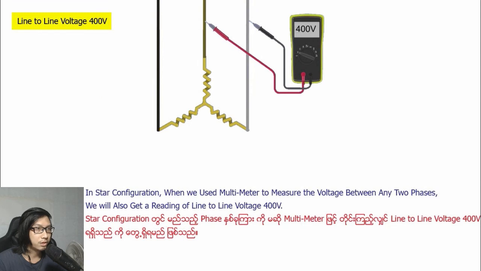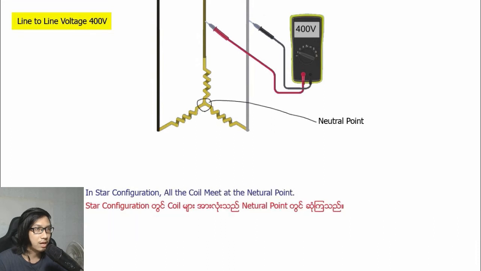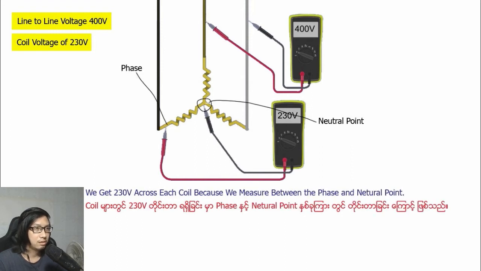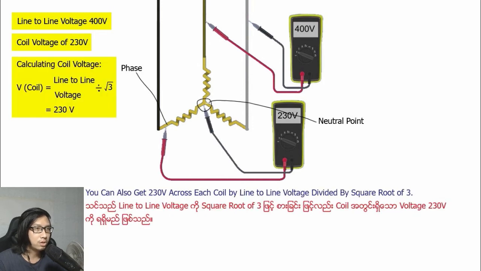In star configuration, when we use a multimeter to measure the voltage between any two phases, we will also get the reading of line-to-line voltage 400 volt. In star configuration, all the coils meet at the neutral point. This time, we measure the voltage across any coil. We get the lower value of 230 volt. We get 230 volt across each coil because we measure between the phase and neutral point. You can also get 230 volt across each coil by line-to-line voltage divided by square root of 3.